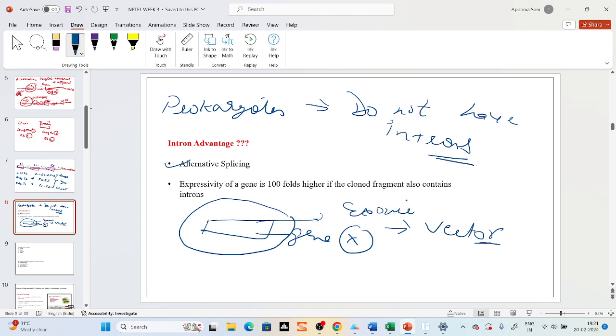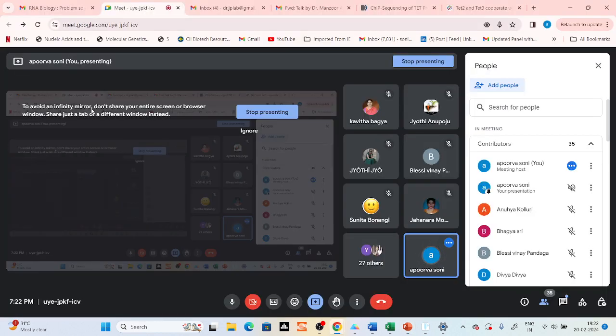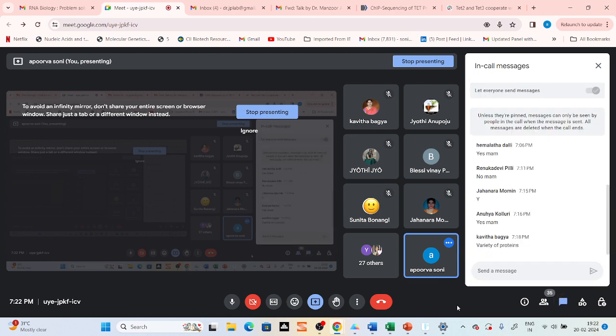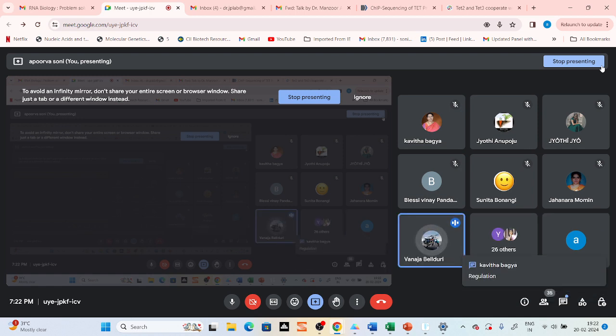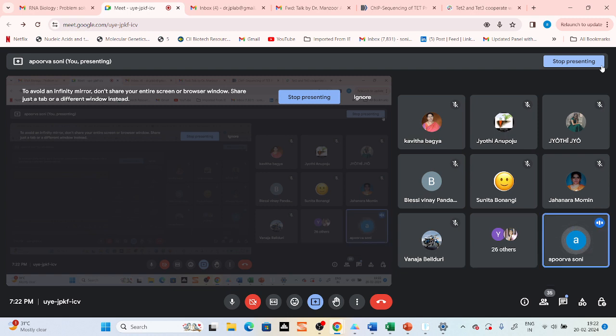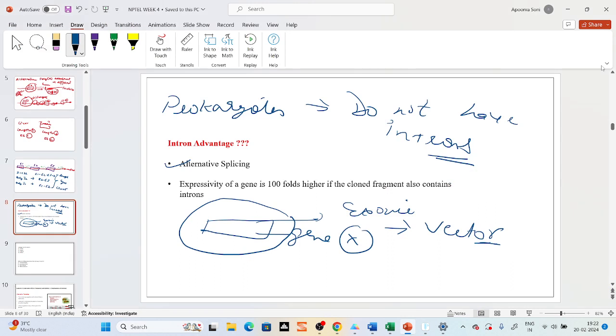Can anybody tell me why the expressivity of a gene is increased if the cloned fragment also contains introns? Anybody who can think of an answer? Anything, just any random guess. Can you think of a reason? Try to think. Maybe introns help in alternative splicing now. Okay, it helps in alternative splicing, and Kavita has said regulation. See, it helps in alternative splicing. That is one of the reasons why the expressivity is getting increased.